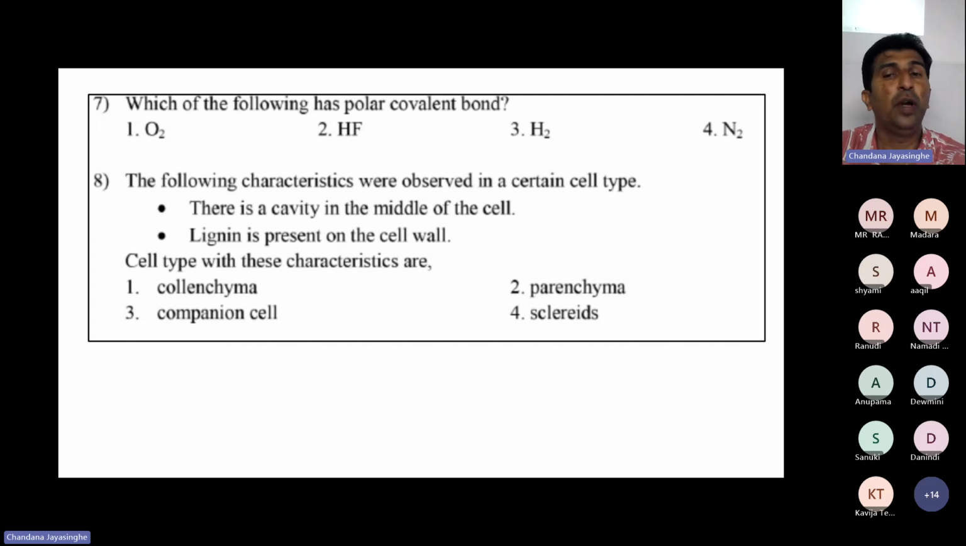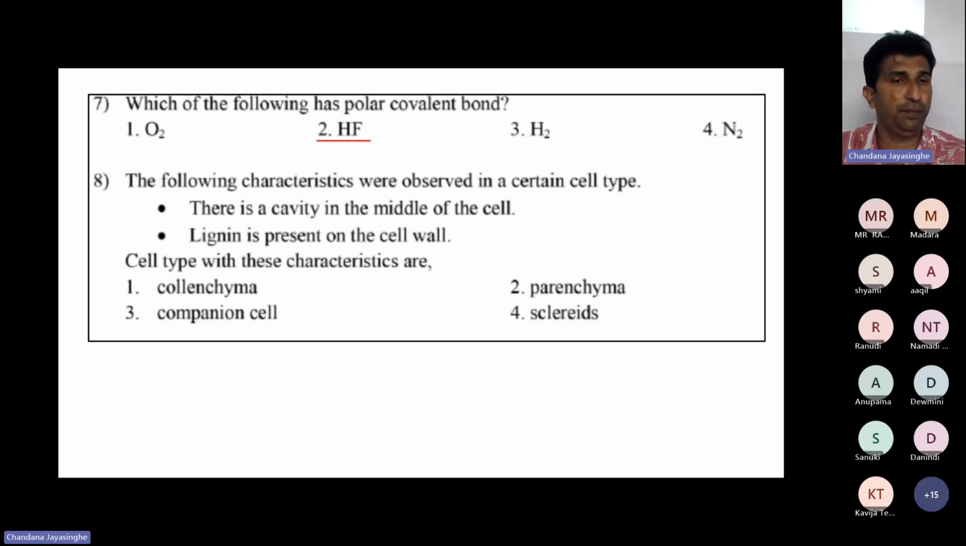Now, O2, H2, N2 are diatomic molecules. There they won't get polarity. Why? Same atoms combined with a covalent bond. So the answer for the seventh one, what? Hydrogen in the first group, fluorine in the seventh group. So the answer comes what? Second. So now when we consider question number 8, right?